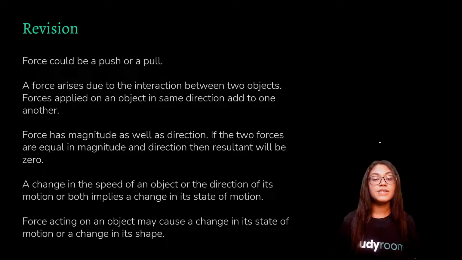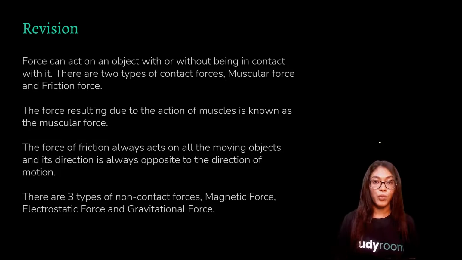A change in the speed of an object or the direction of its motion or both implies a change in its state of motion. Force acting on an object may cause a change in its state of motion or a change in its shape. Moreover, force can act on an object with or without being in contact with it. Because of this, forces are classified into two categories: contact forces, which are of two types, muscular force and friction force, and non-contact forces, which are of three types, magnetic force, electrostatic force, and gravitational force.